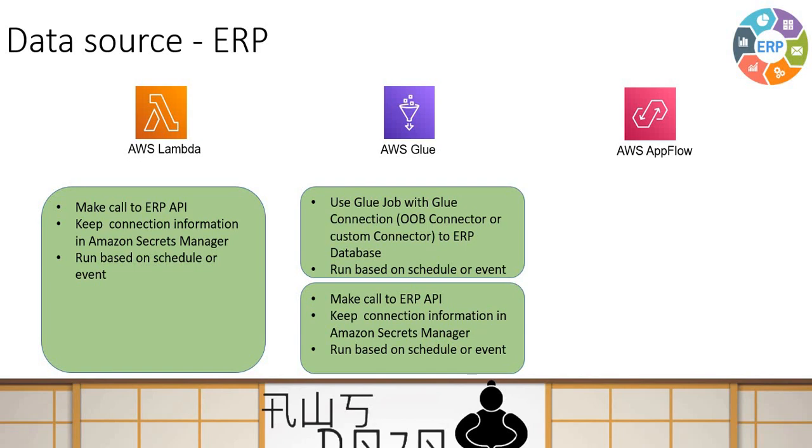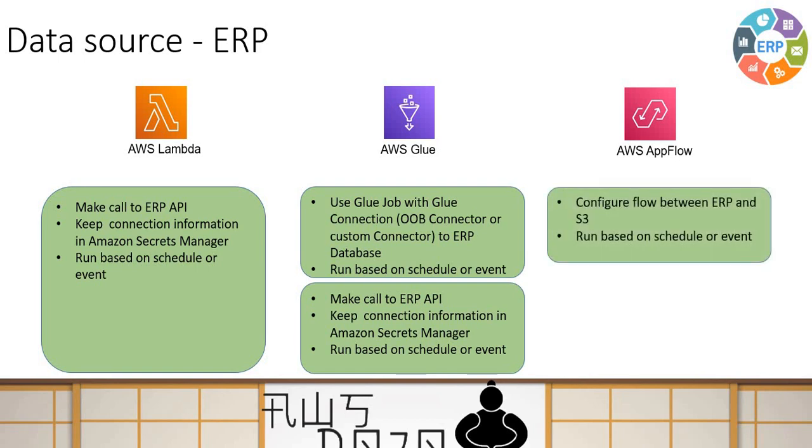So either you can use an API approach to talk to the ERP API to fetch the data, or you talk to the ERP database using a Glue connection, either out of the box or a custom connector, to fetch the data. And in both of these approaches, you can run the data ingestion based on schedule and also based on events. And the third choice is AppFlow, where you can configure a flow between your ERP system and S3. And this flow will simply take data from your ERP system and dump it into S3, for example, as a location here. And again, this flow you can run based on schedule and also based on event.